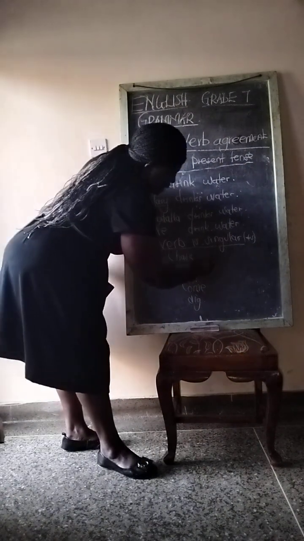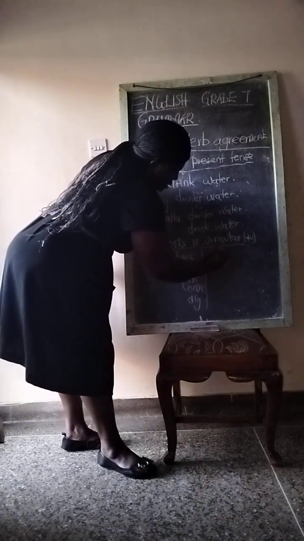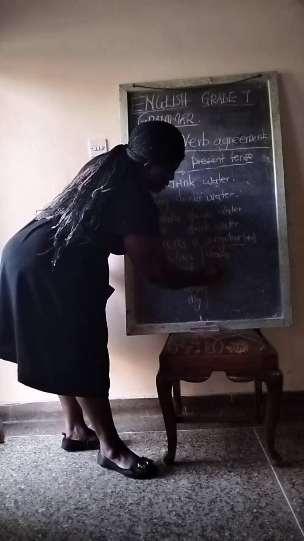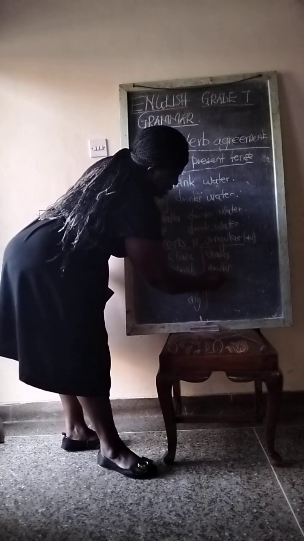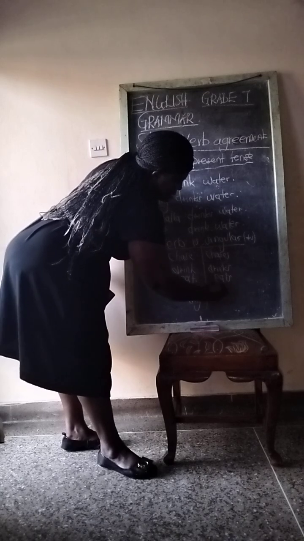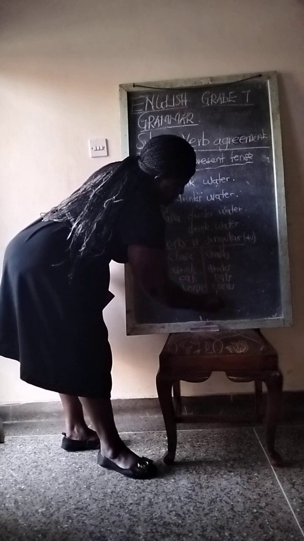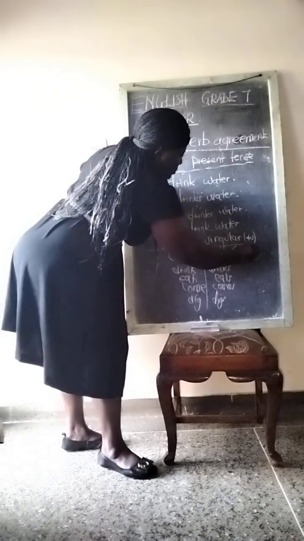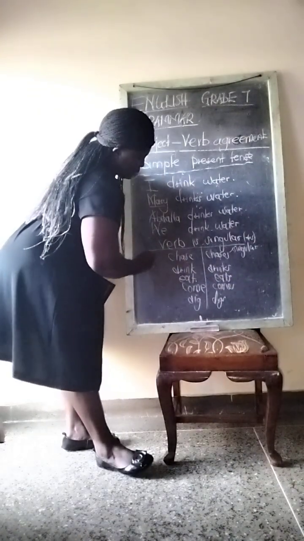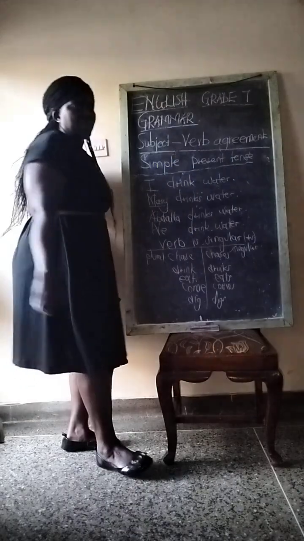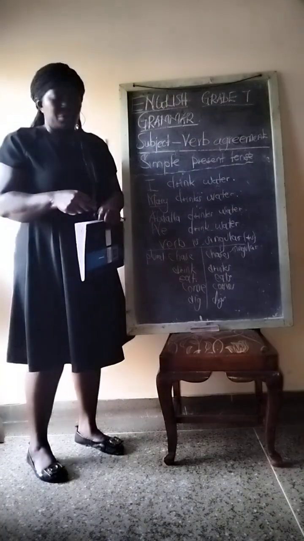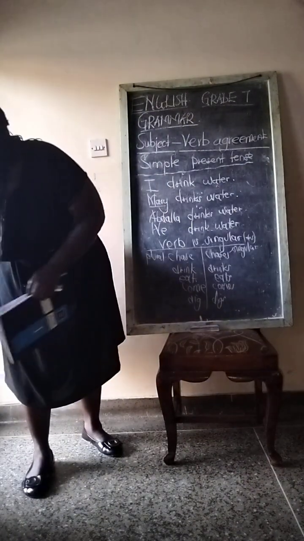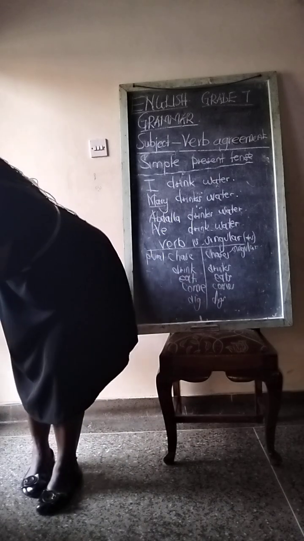When you add s to them, so here will be chases, drinks, eats, comes, digs. So when you add s to them, they become singular. Without s, they become plural verbs. Now, I have a chart showing the pronouns. Let me show you the chart.